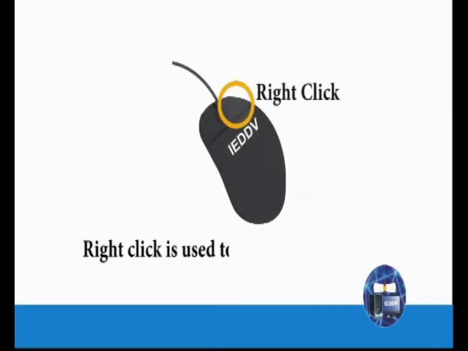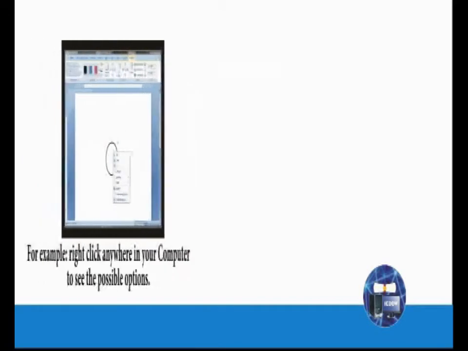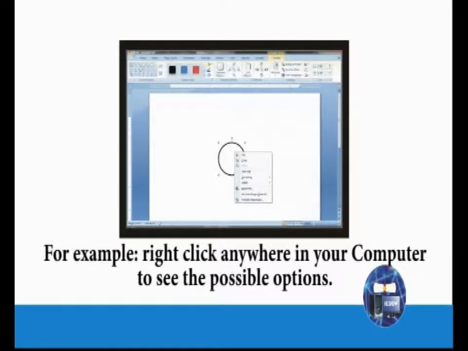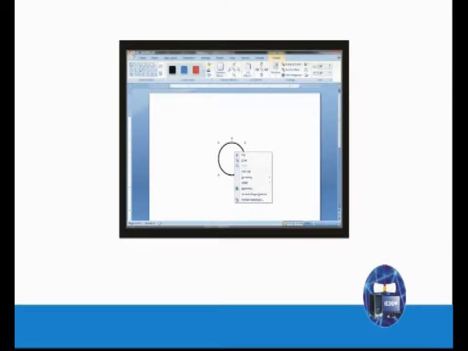Right-click is used to see possible options available in any location, object, or program. For example, right-click anywhere in your computer to see all the possible options to click and work. The detailed options in right-click are covered under File, Folder, and Directory in the practical session.